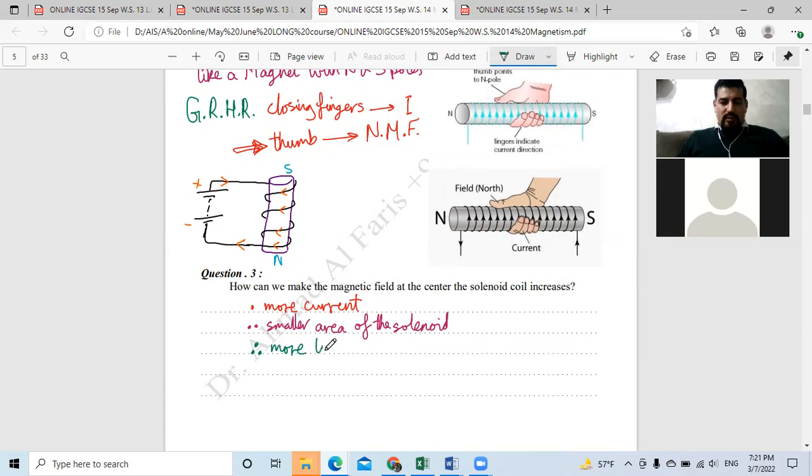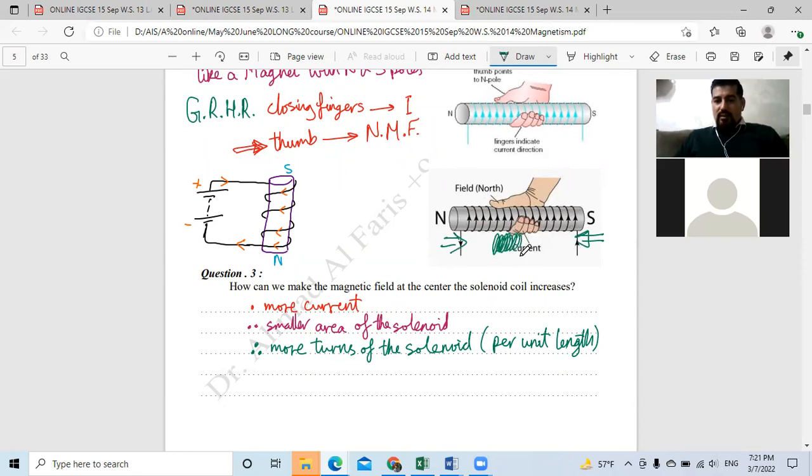More turns of the coil of the solenoid per unit length. What do I mean by per unit length? That means maybe I don't increase the number of turns. Instead of spreading these 10 or 20 turns over this distance, I put them close to each other, so the turns look like this. In this area, instead of having all this length, it's a smaller length. So I can make them much more concentrated. Okay? Any question?